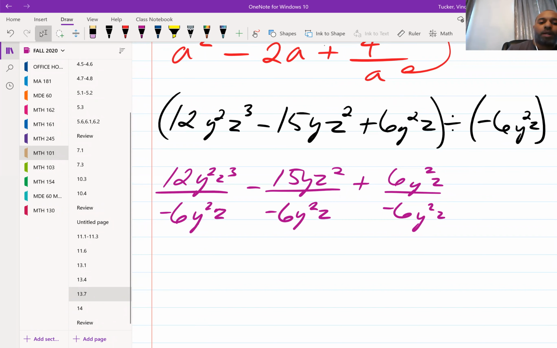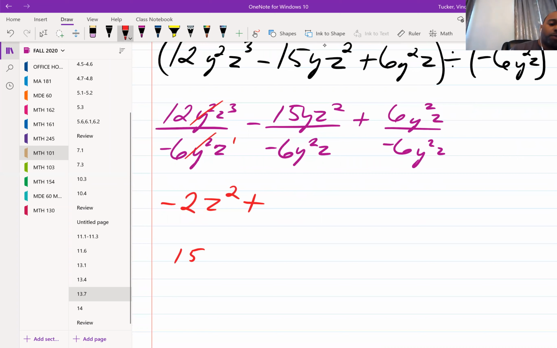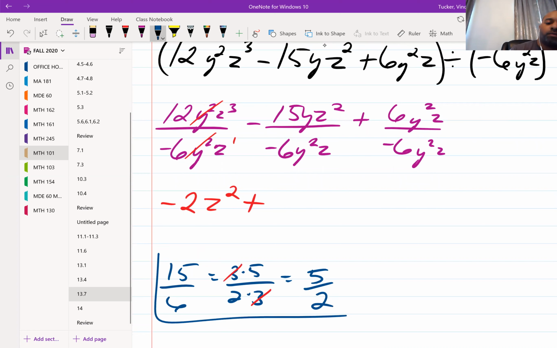All right, so 12 divided by negative 6 is negative 2. Y squared and y squared, it cancels out. And then here, subtracting our exponents, 3 minus 1 is z to the second power. Negative to negative is positive. And that 15 over 6 can reduce. We'll do it like this. 15 over 6, same thing as 3 times 5 over 2 times 3. 3's cancel. Leaves you with 5 over 2. So that's 5 over 2.